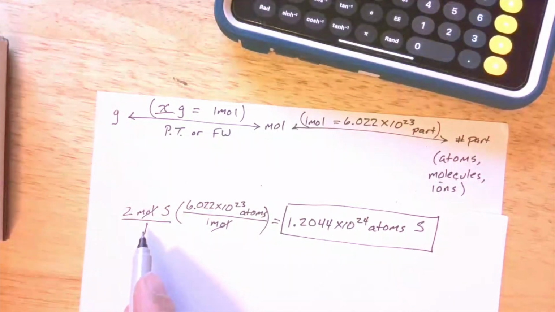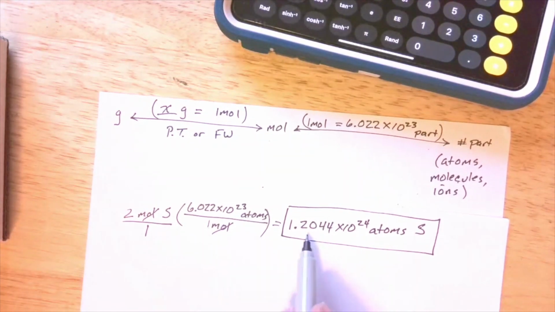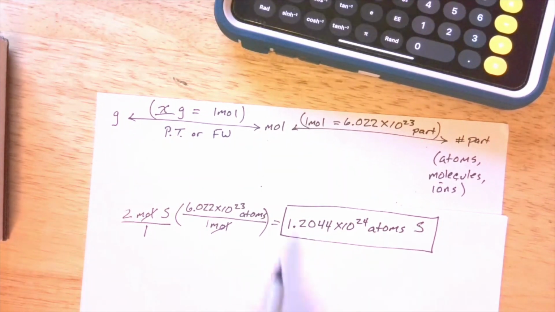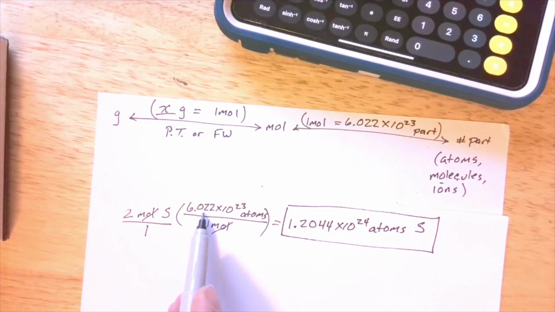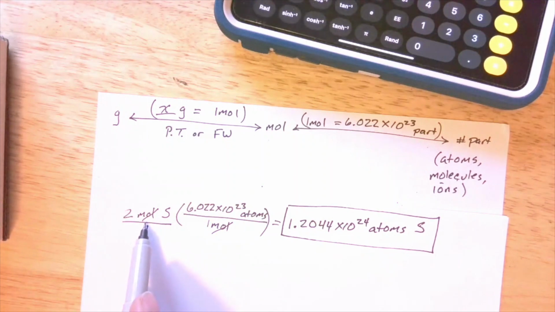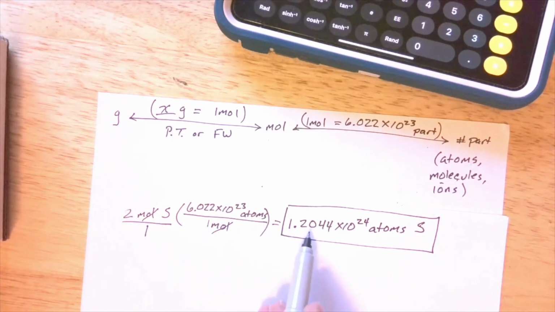So 2 moles of sulfur would have this number here. Now if you look at this number here, this number is twice as big as this number. It's kind of like saying, if you have 2 dozen eggs, you're going to have 24 eggs. Well, 1 dozen is equal to 12. So if you have 2 dozen, you're going to have twice as many, so you're going to have 24. So this is kind of similar to that type of situation here.